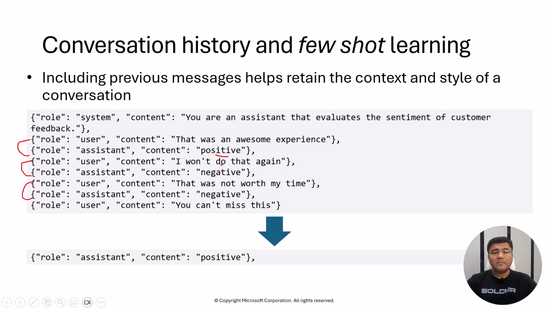In each one of them, I'm providing some feedback of the customer and I'm giving a response in one single word like positive or negative. And after that, when I provide a feedback like, you can't miss this, it understands that this is a feedback of the user and it's going to give me a response in one single word, because it understood from the three examples that I'm expecting a response in one single word, either positive or negative. And that's how few shot learning works.